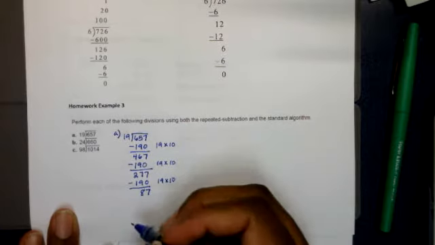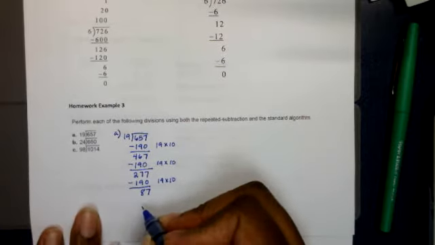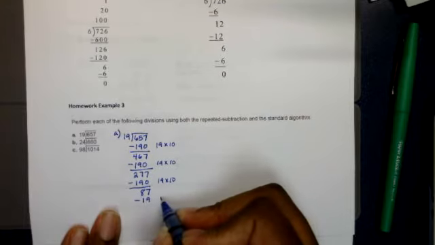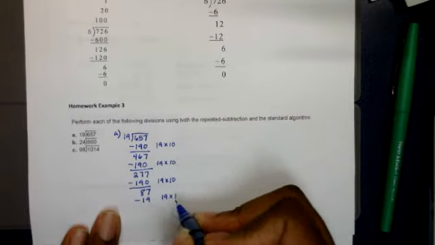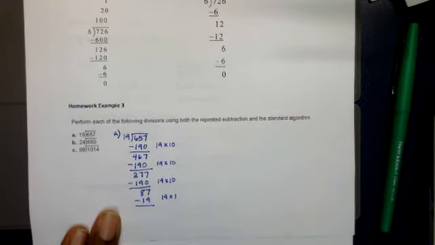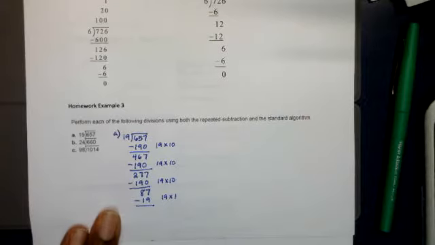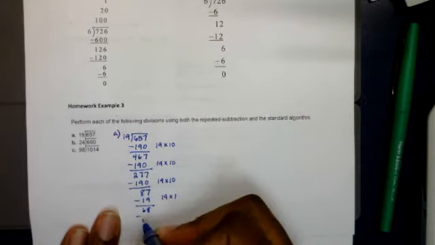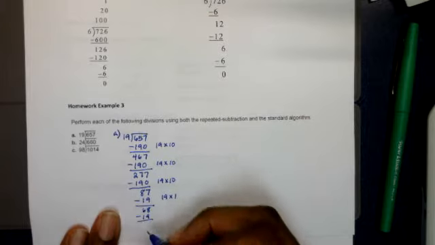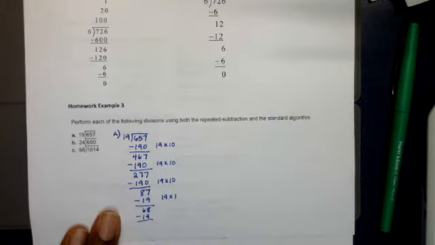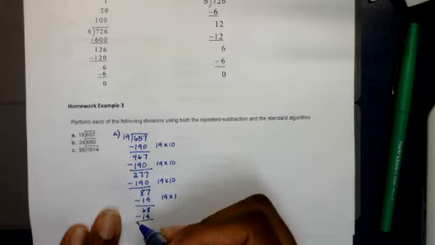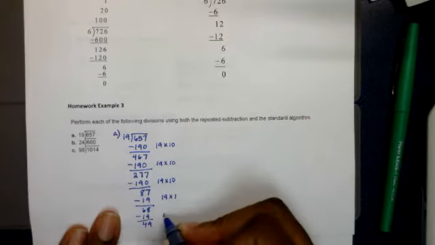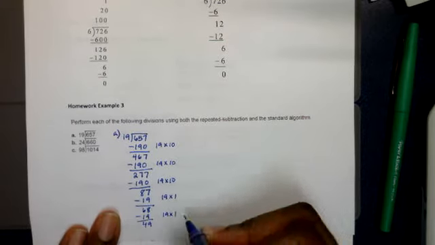Okay. Let's see what I can do here. If I do another repeated subtraction, I'm going to do minus 19, which is like 19 times 1. Subtract 19, that will be 68. Subtract another 19. 68 minus 19 will be 49. And that 19 is like 19 times 1.